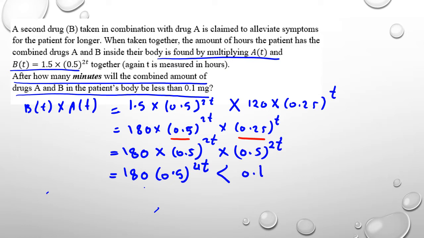So the next step is rearranging. So it's 0.5 to the power of 4t less than 0.1 divided by 180. Again, I'm not dividing. 0.1 divided by 180, I'm not going to divide that and get a decimal that needs to be rounded.